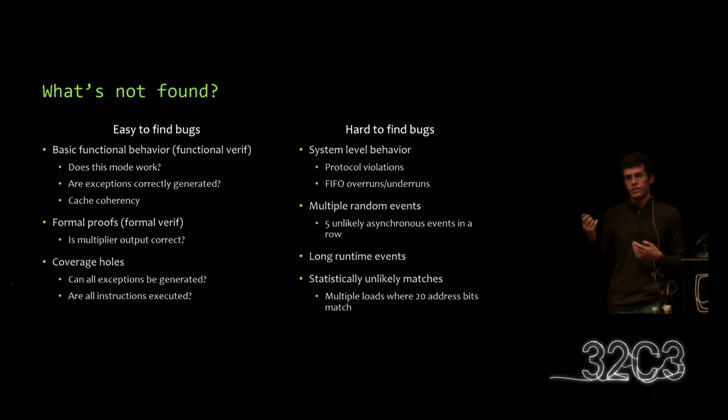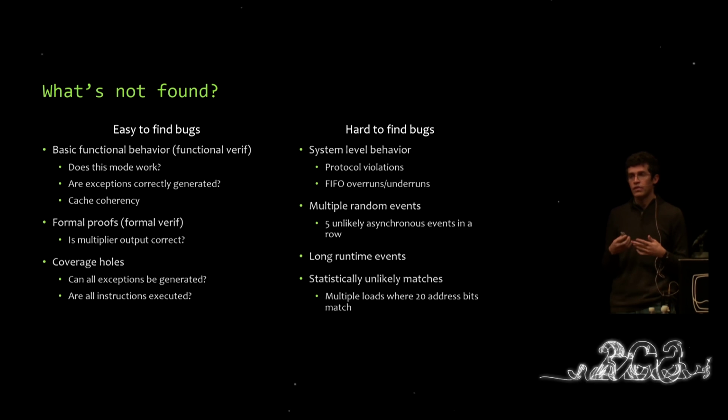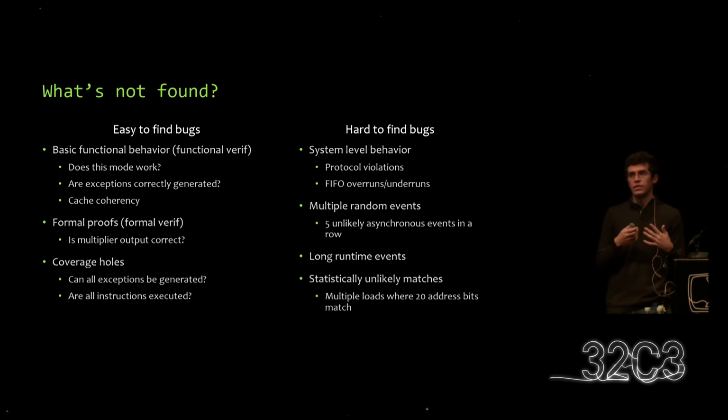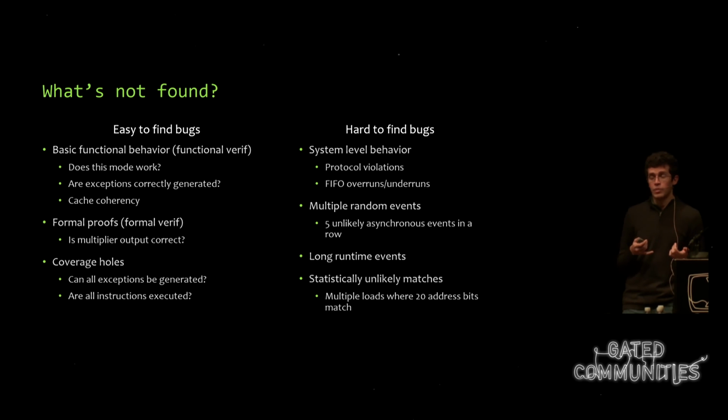Another thing that's difficult to find is any long runtime event. Whenever you have a large data structure, it could be an L3 cache, something like that, some of those cases are difficult to test in verification, so you need to be aware of that. And a final thing I'll mention is what I'll call statistically unlikely matches. Imagine that you have a design with some special behavior when you have two different memory operations, and the lower 20 bits of the address match, but the upper bits do not. If you're generating all of your addresses randomly in your random stimulus, the chance of that happening is really, really small, and you're not going to get a lot of test time on it.